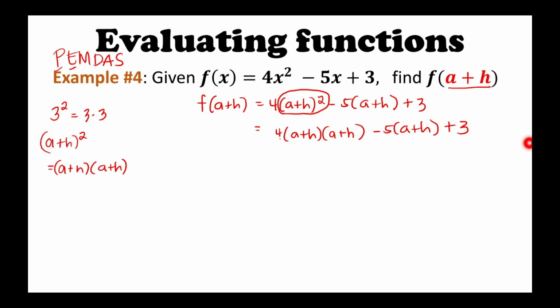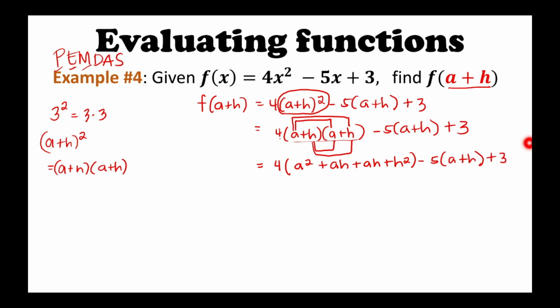Okay? So in this case, multiplication na tayo. We are going to multiply these two binomials, yung a plus h tsaka a plus h. We know kapag nag-multiply tayo ng dalawang binomial, we are going to use yung FOIL method. Bring down natin yung 4. A times a is equal siya sa a square. Then a times h is equal siya sa ah. Then h times a is equal din siya sa ah. Then h times h is equal siya sa h square. Then bring down natin yung 5 times a plus h natin, then yung plus 3.